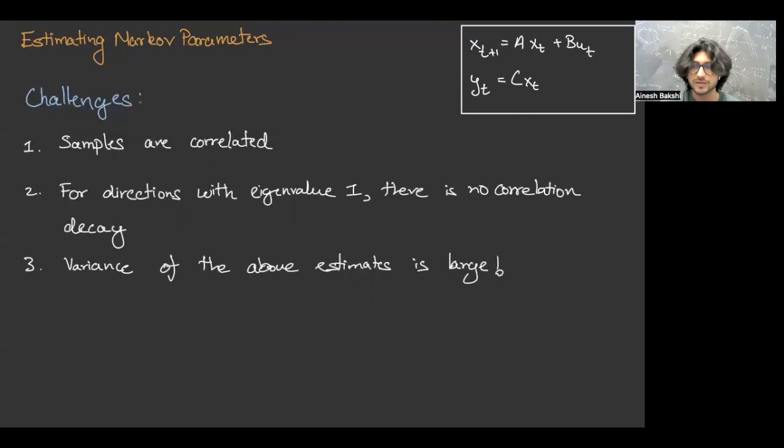The key challenge in making the above strategy work is that the samples are correlated. So for instance, for directions that have eigenvalue 1, there is no decay of correlation across time steps. This causes the variance of the aforementioned estimator to grow as a function of the time steps.